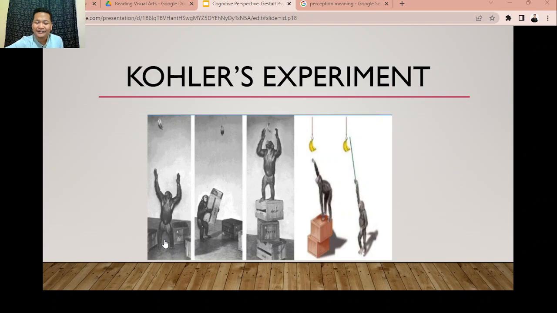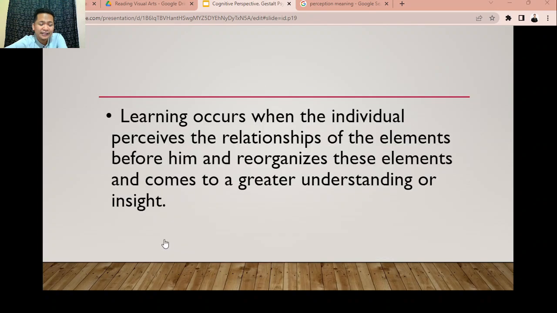Okay? However, this result is still ambiguous because it appeared that Sultan solved the problem by accident. Some critics would say it was an accident, but generally it's acceptable that Sultan actually formed an insight para makuha si banana. Ayun yung experiment na ginawa. So it means that learning occurs when the individual perceives the relationship of the elements before him and reorganizes these elements and comes to a greater understanding or insight.